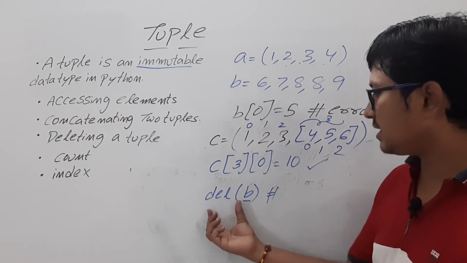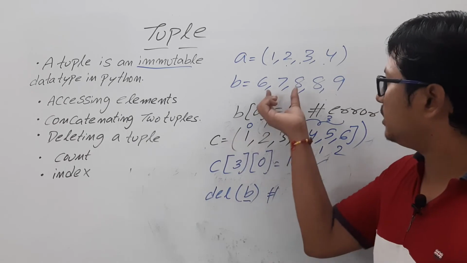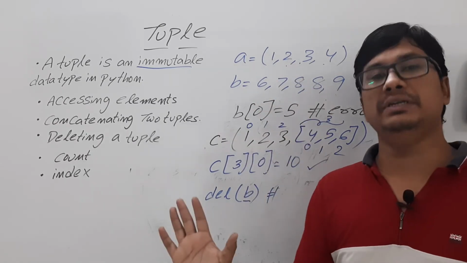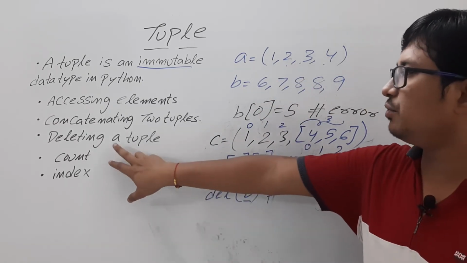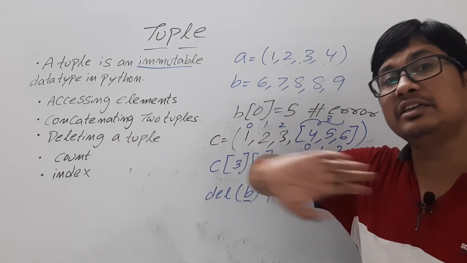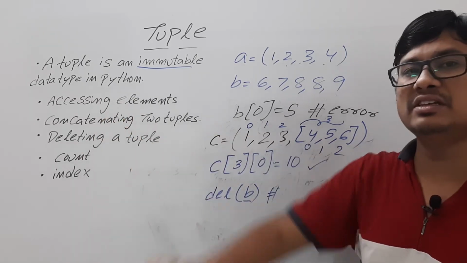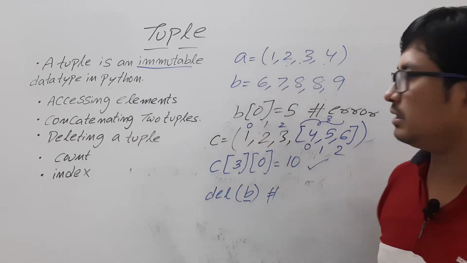Are you able to understand it or not? You are deleting the entire tuple and also its elements. Is it clear? So this is the way we can delete a particular tuple, not the element which is there in the tuple. We are entirely deleting the entire tuple.